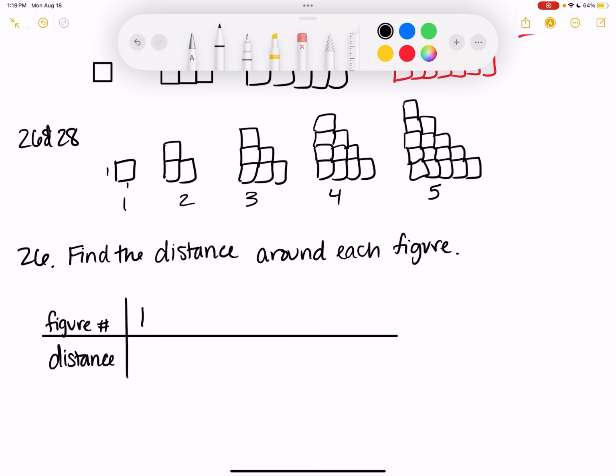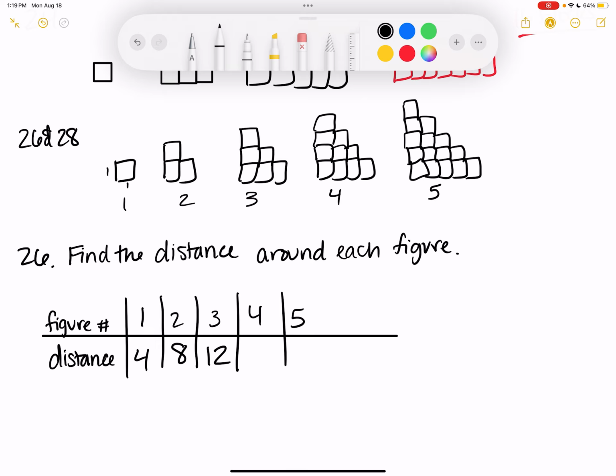So I'm going to go 1, 2, 3, 4, 5. So the distance around this first one, there's 4 sides, so it's 4. The distance around this one is, if I start down here, 1, 2, 3, 4, 5, 6, 7, 8. So it's 8. This next one is, well, 3 on each side, so that's 6, 7, 8, 9, 10, 11, 12. So that one's 12.